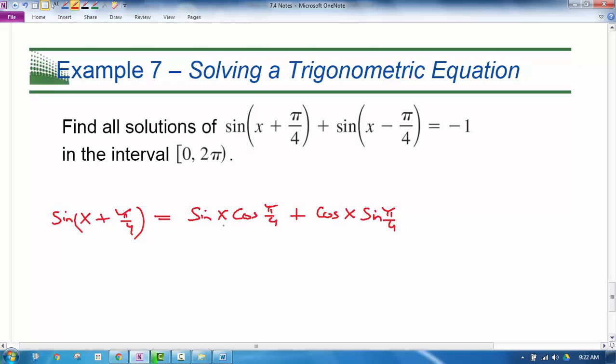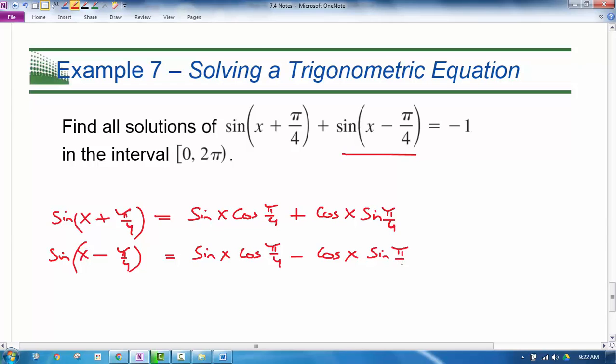Now I'm going to try to simplify that if I can. Actually, before I simplify, let me do the other one. Let me do this term now here, which is x minus pi over 4. I'm using the same formula. The only thing that's different is the sign's going to be different. So it's going to be sine of x cosine of pi over 4 minus cosine of x sine of pi over 4. Now when I add these together, because that's what it's asking me to do here, when you do that, these cancel.